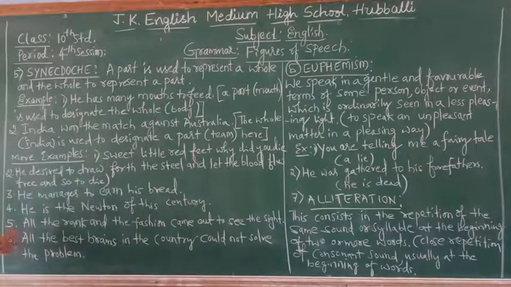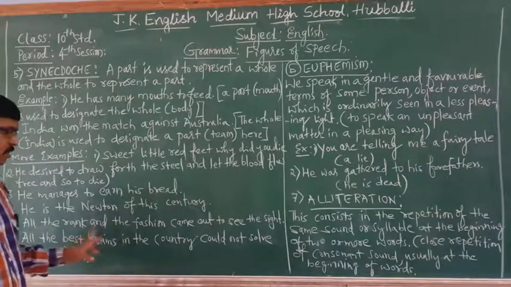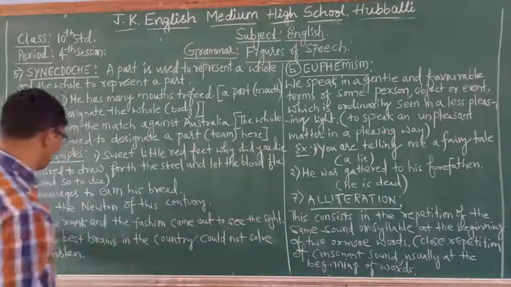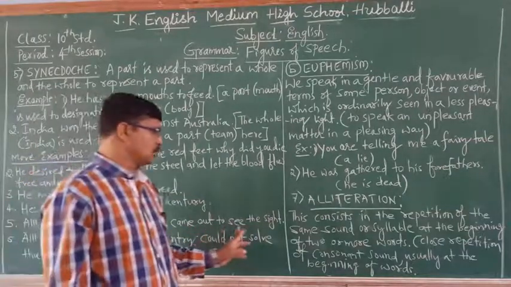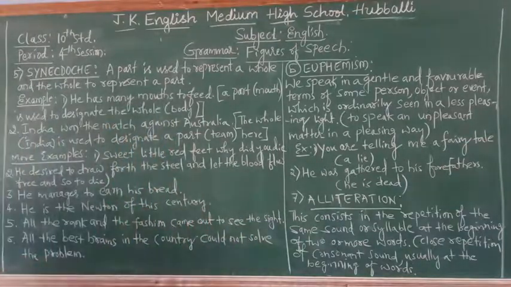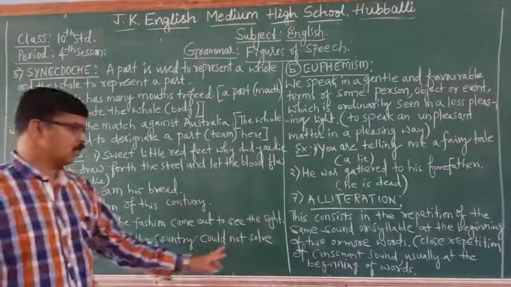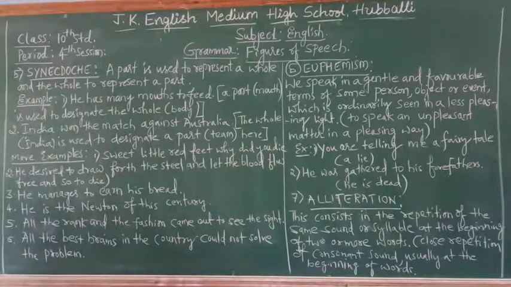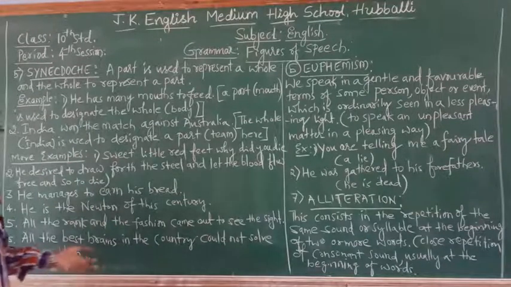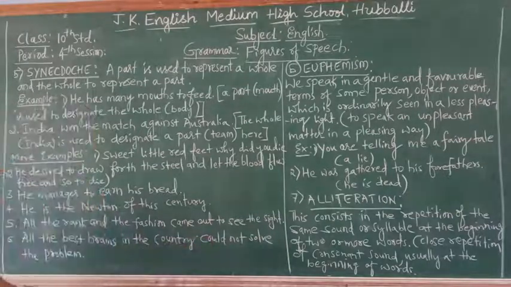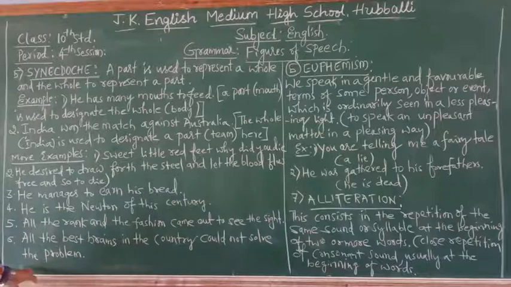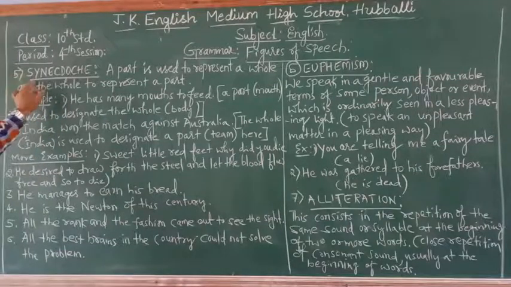Next, the fifth example: All the rank and the fashion came out to see the sight. Another example: All the best brains in the country could not solve the problem. Here, best brains and the country. If you see a sentence like this, you should recognize that it is a synecdoche.